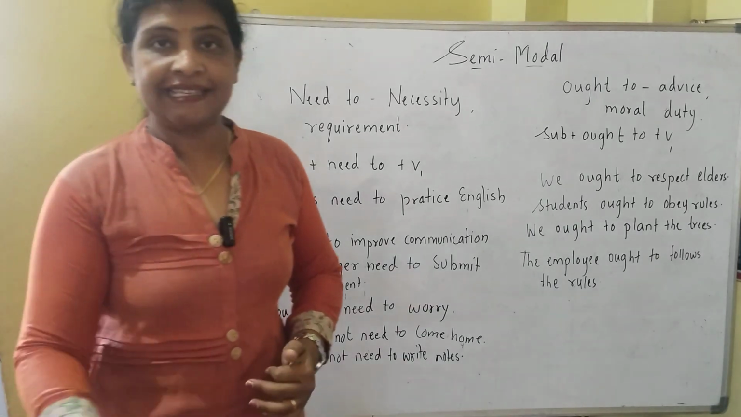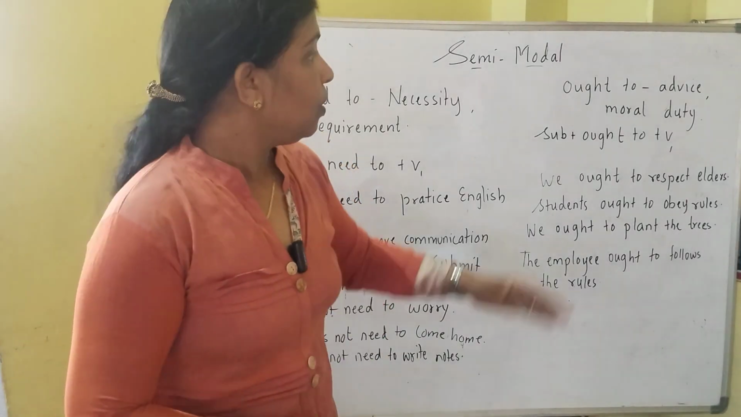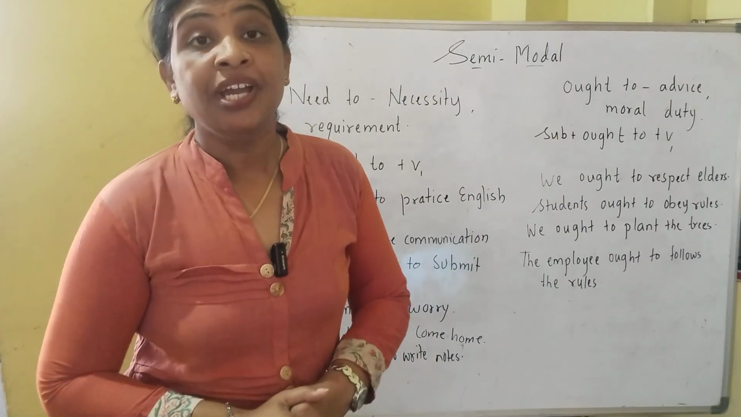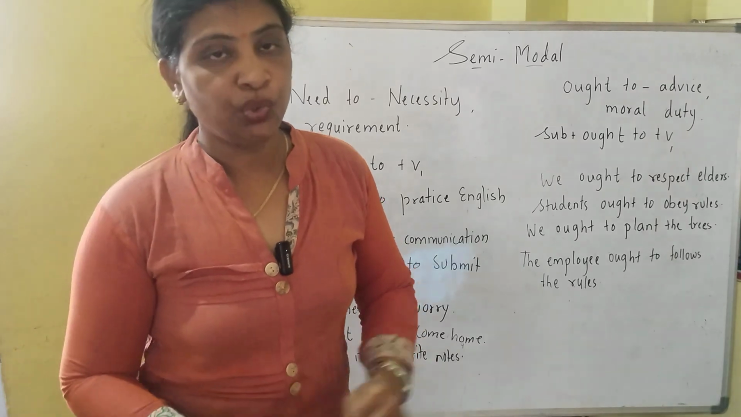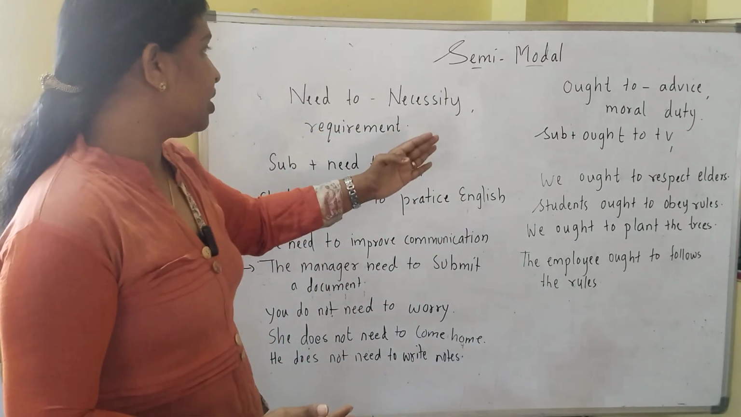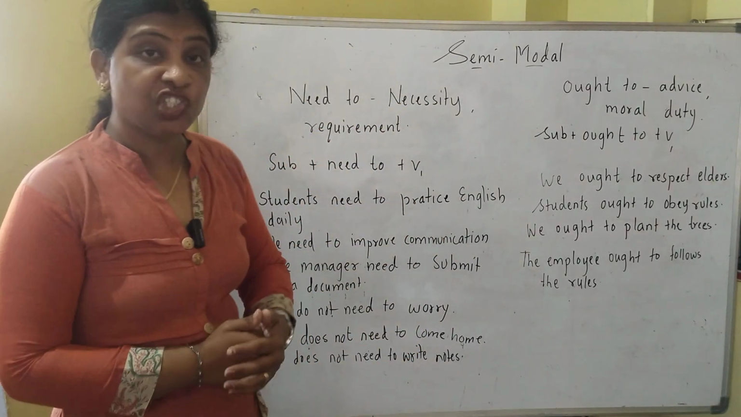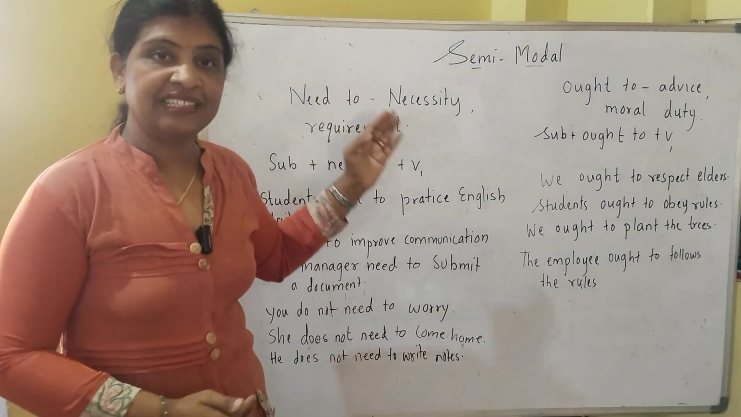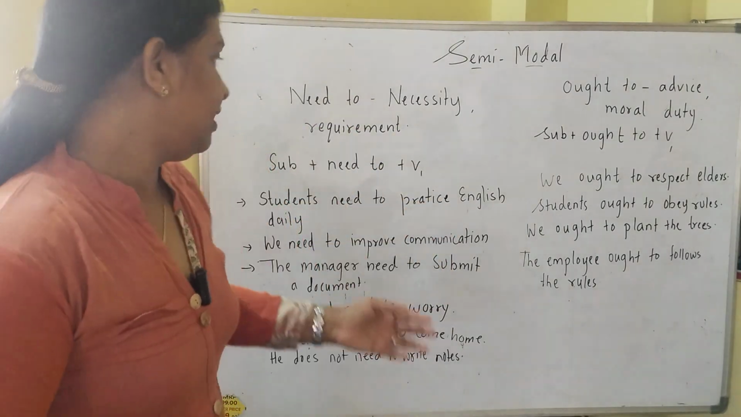Today I am going to start a new one, that is need to and ought to. Need to means necessity and requirement. Ought to is used for advice and moral duty. So let's see how need to is used. Let's learn the structure: subject plus need to plus V1.